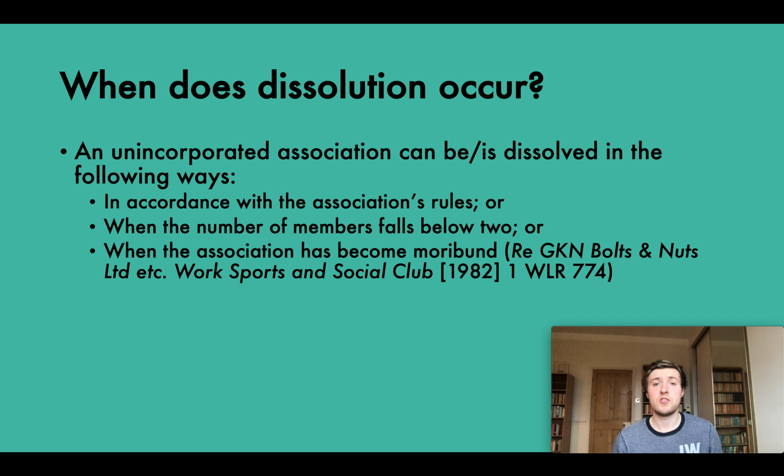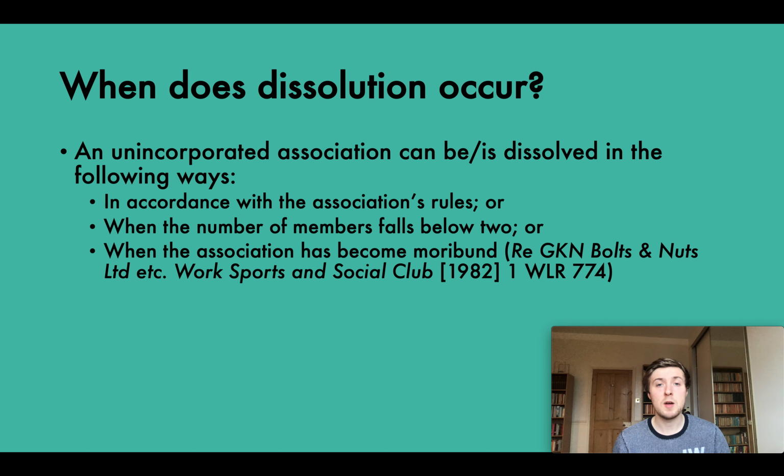An unincorporated association is dissolved in the following ways. Firstly, in accordance with the association's rules. So the rules might specify, for example, that the association will be dissolved if 2/3 of its members agree to a dissolution. If there is no provision as to dissolution in the rules, then the members can dissolve by unanimous agreement under the common law. So this is the first way in which the association may come to an end.